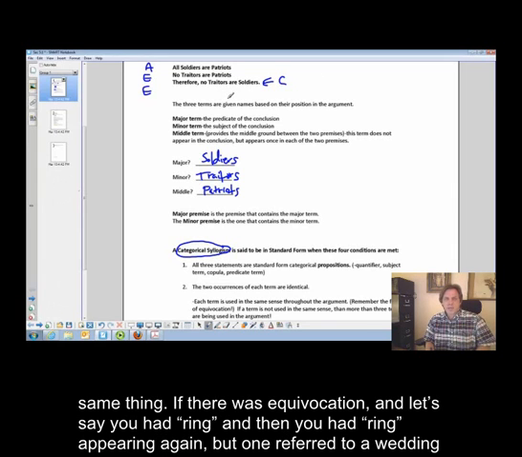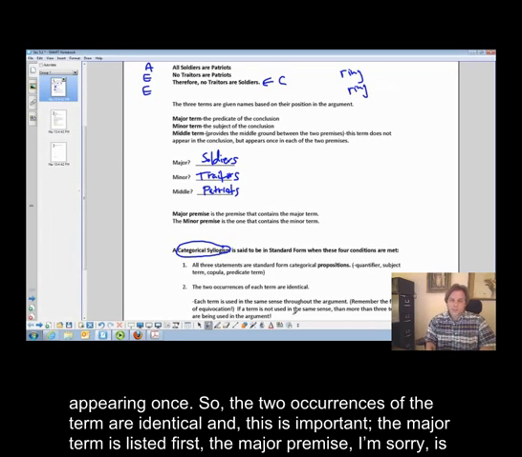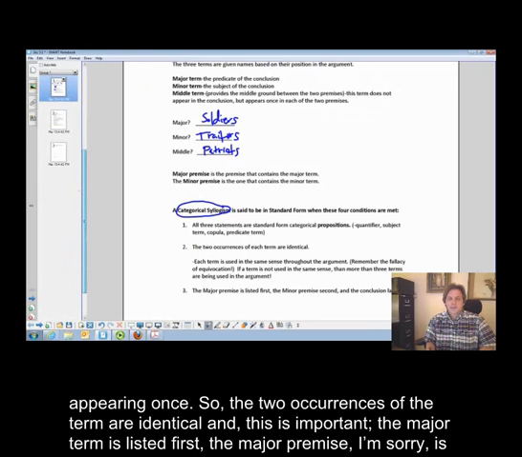If there was equivocation, and let's say you had "ring" and then "ring" appearing again, but one referred to a wedding ring and the other to a phone ringing, well, then you don't have three terms each appearing twice. You have a third term appearing once and then a fourth term appearing once. So the two occurrences of the term are identical, and this is important.